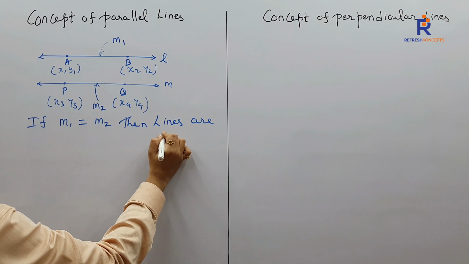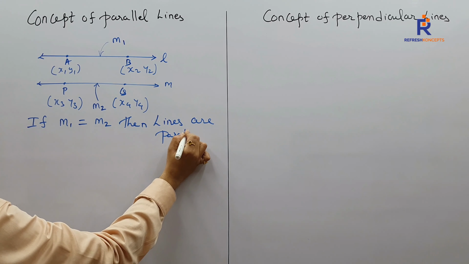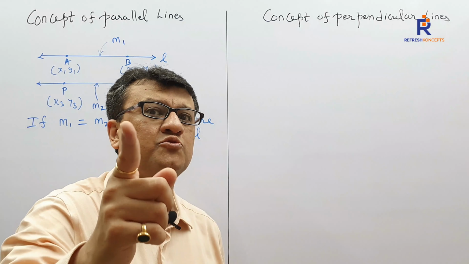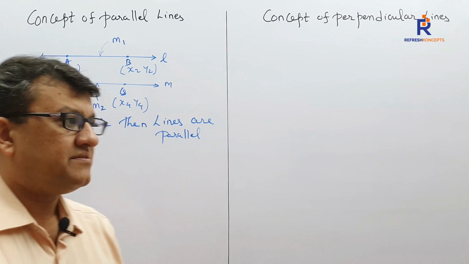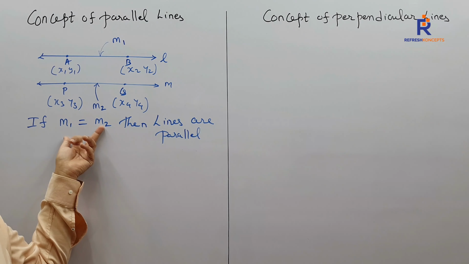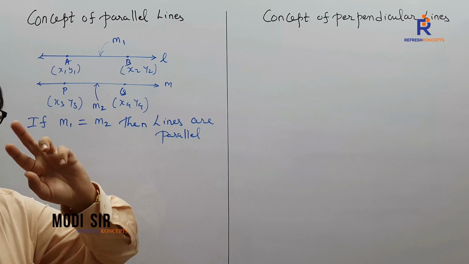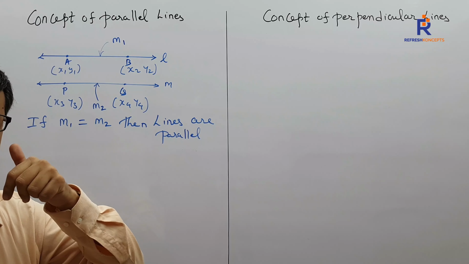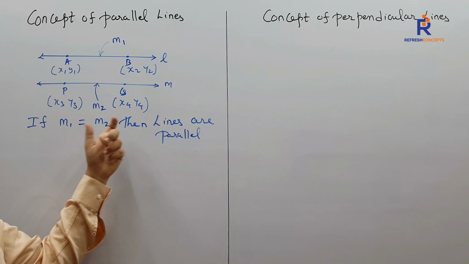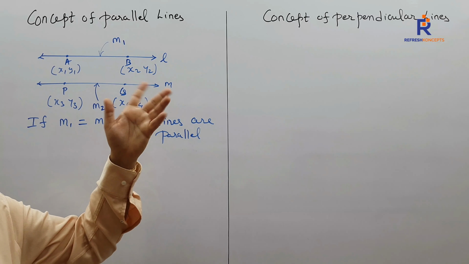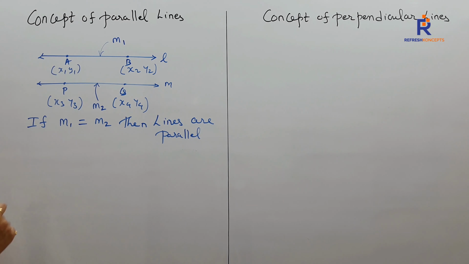So what is the condition for two lines to be parallel? The condition for two lines to be parallel is that their slopes should be the same. Let me say exactly the converse of it. If the slopes are the same, then the lines are parallel. Converse: if the lines are parallel, the slopes are the same. So let me write down the converse statement also.